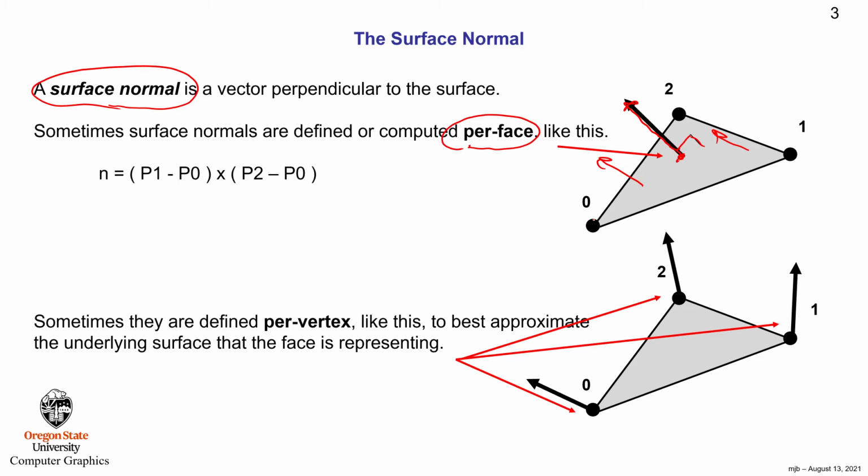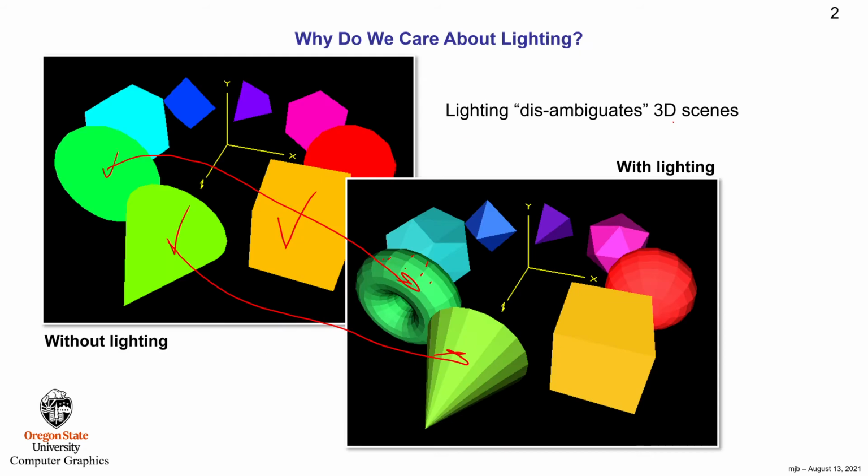If I subtract the xyz from point 0 from the xyz for point 1, I'm going to get a vector that goes along here. If I do p2, when I say p, I mean the x, y, and z, minus point 0, I'm going to get this. And when I take their cross product, this is the vector cross product. One of the great properties of the cross product is the vector you get is perpendicular to each of the other two. And so when I take the cross product of this and this, I'm going to get the per face surface normal.